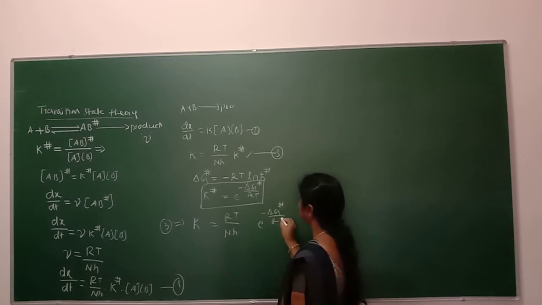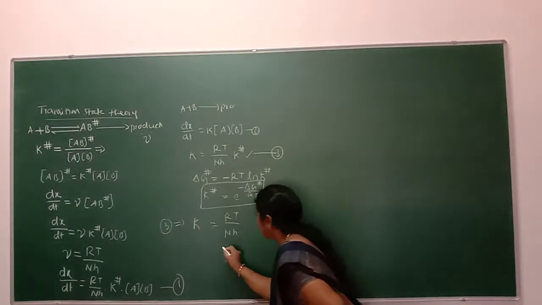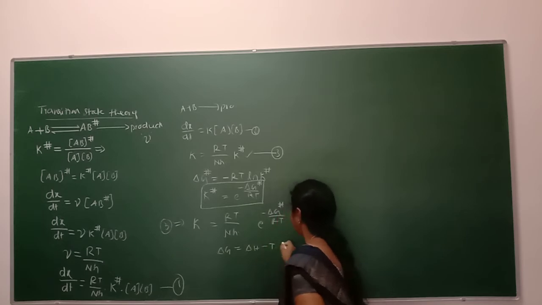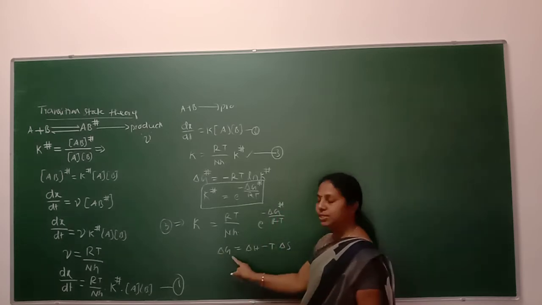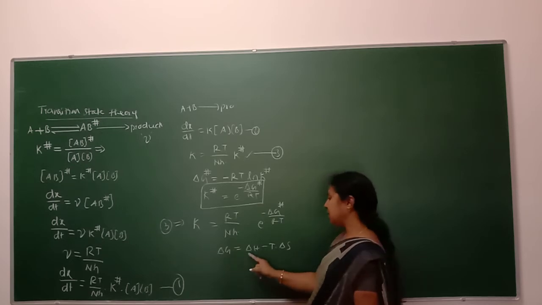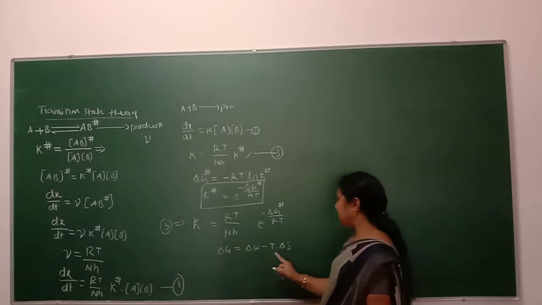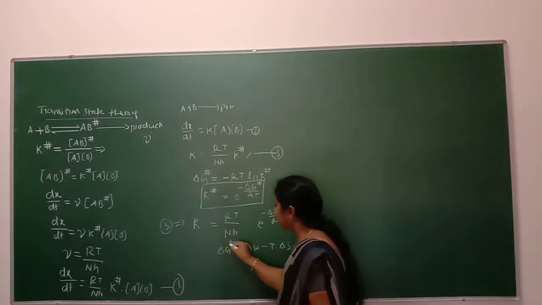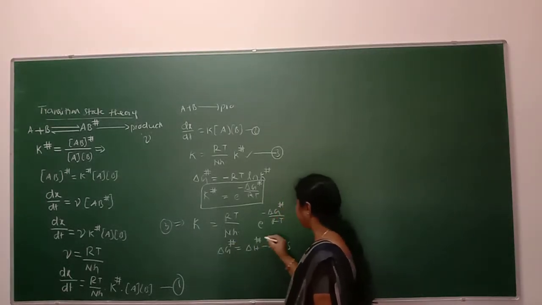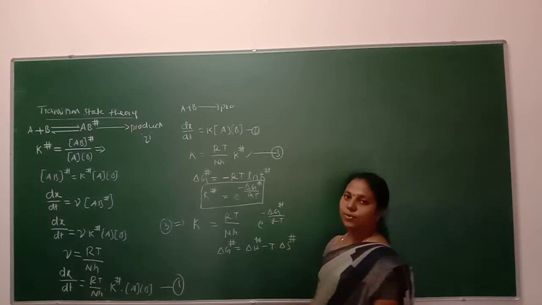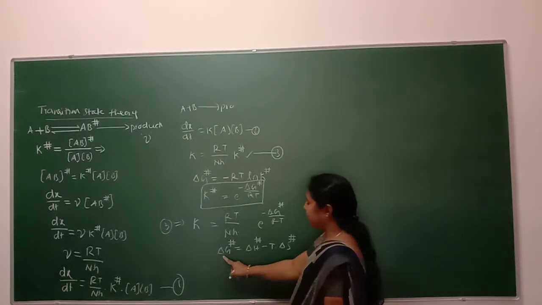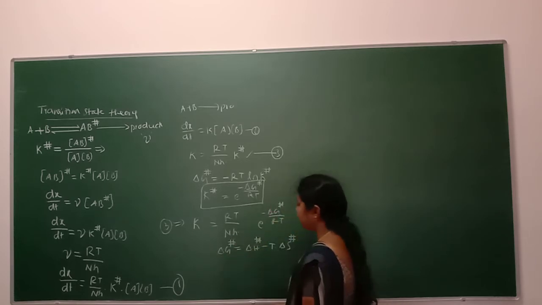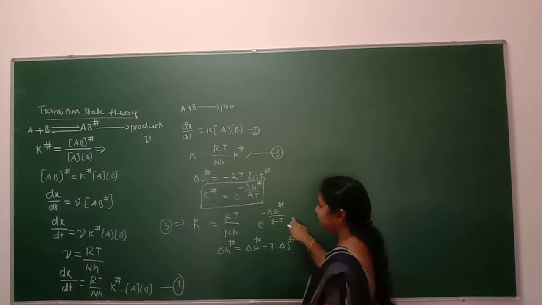So we know that delta G is equal to delta H minus T into delta S, where delta G is nothing but a change in free energy, delta H is change in enthalpy and delta S is change in entropy. So if we take the activated complex stage, we can represent all these in this formula. So how can we change this delta G hash in this equation? So by using the above equation, we can write this equation.